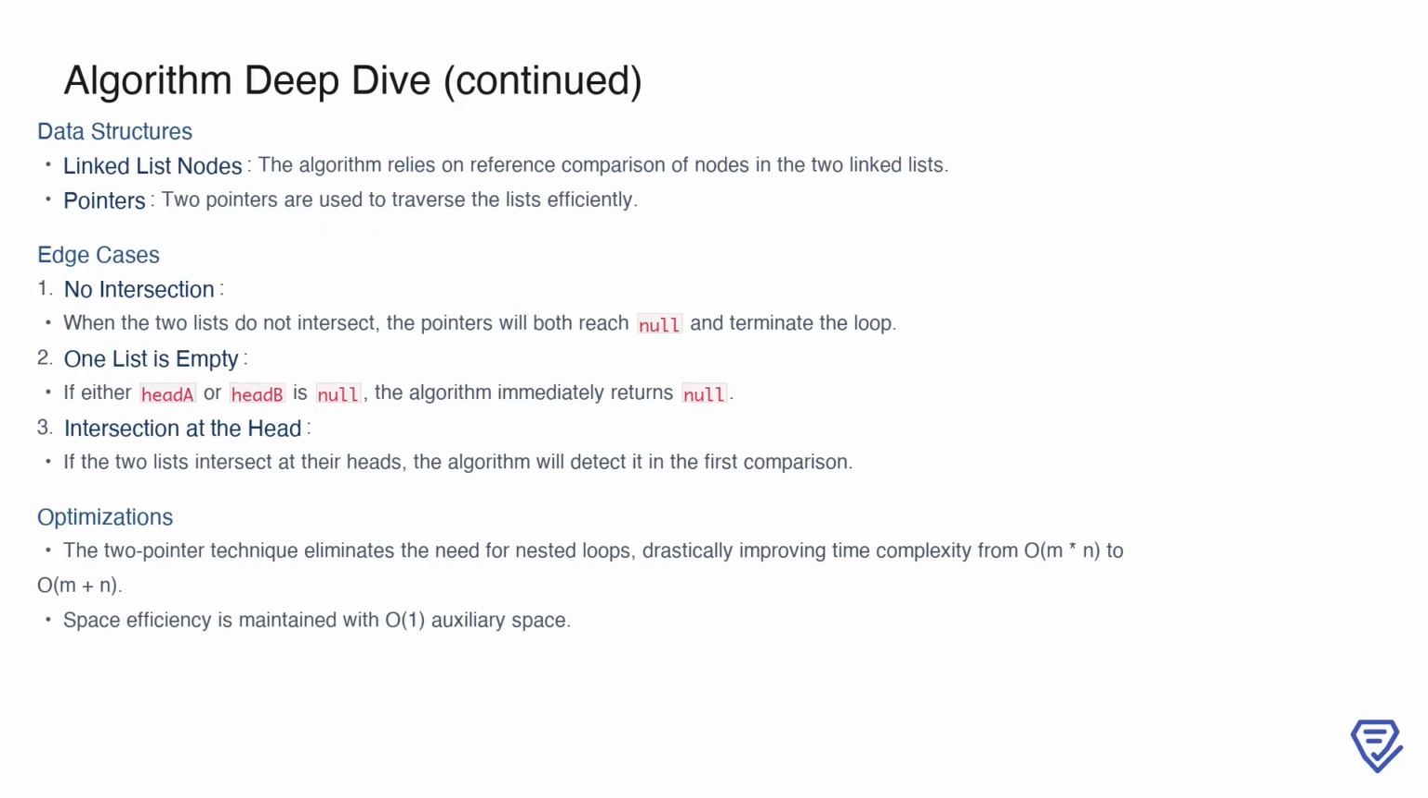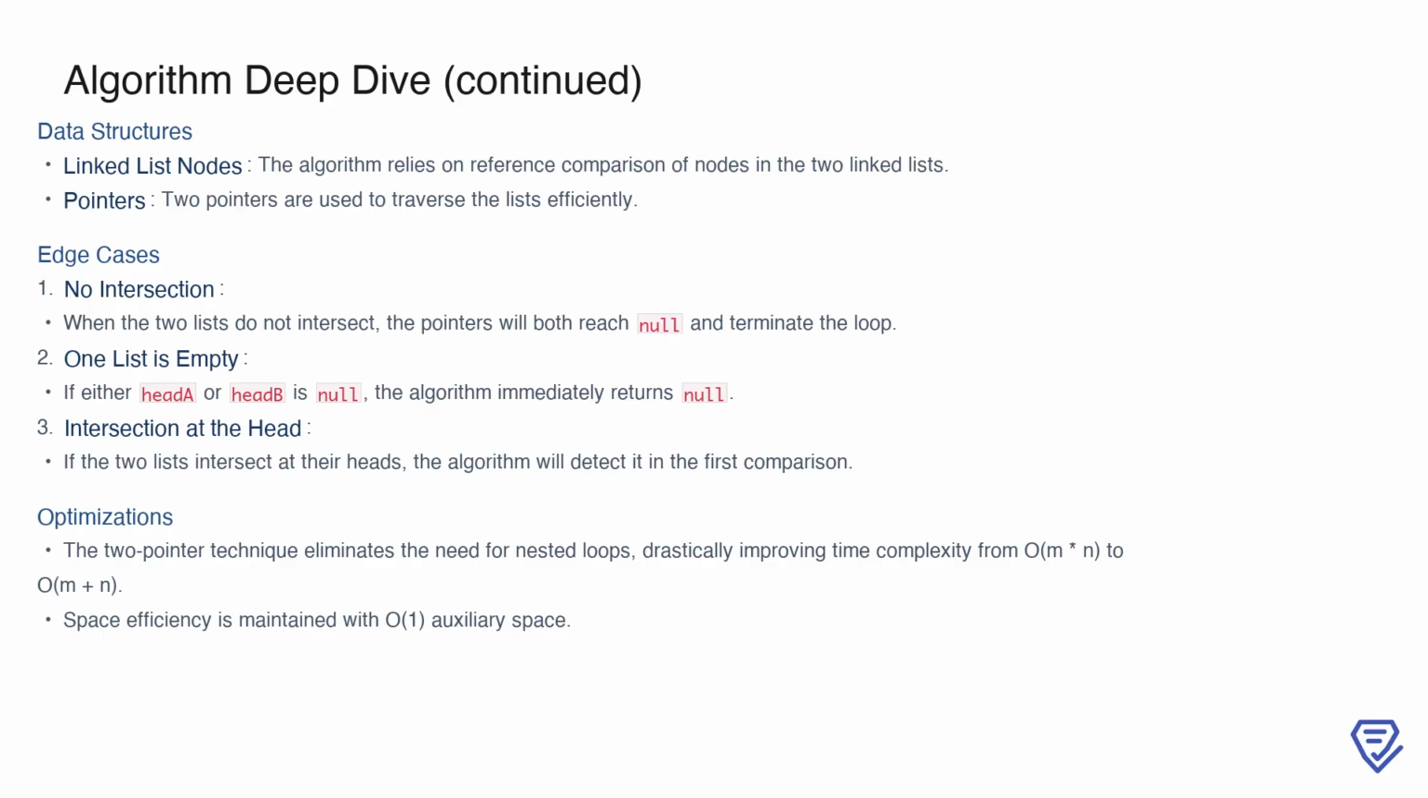The algorithm relies on two primary data structures, the linked list nodes themselves and the two pointers used for traversal. The key here is the reference comparison between nodes, which allows us to determine if two nodes are the same. Several edge cases must also be considered. If the lists do not intersect, the pointers will eventually both reach null, and the loop will terminate without finding an intersection. If one of the lists is empty, the algorithm immediately returns null, as no intersection is possible.